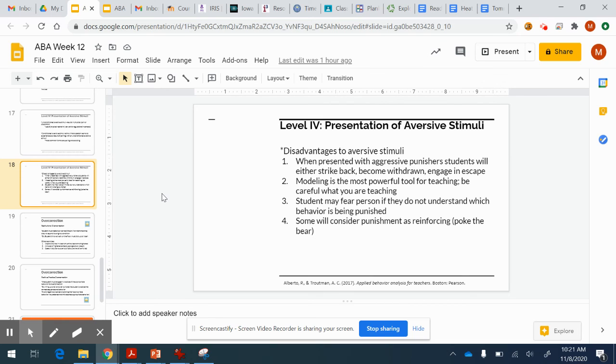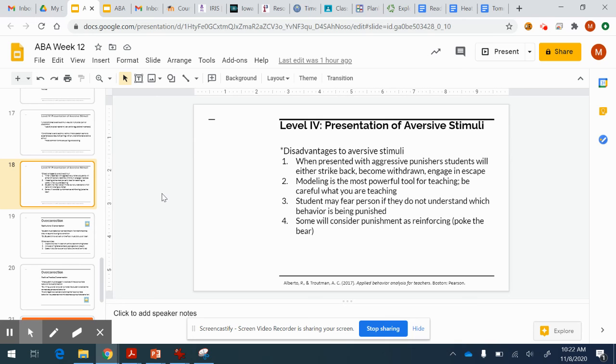If you're trying to teach a student to manage their behavior in a more calm and non-aggressive manner, screaming at the student is not going to model what you want them to do. The student may learn to fear the person if they do not understand the behavior that's being punished, and that's something that we never want our kids to feel.